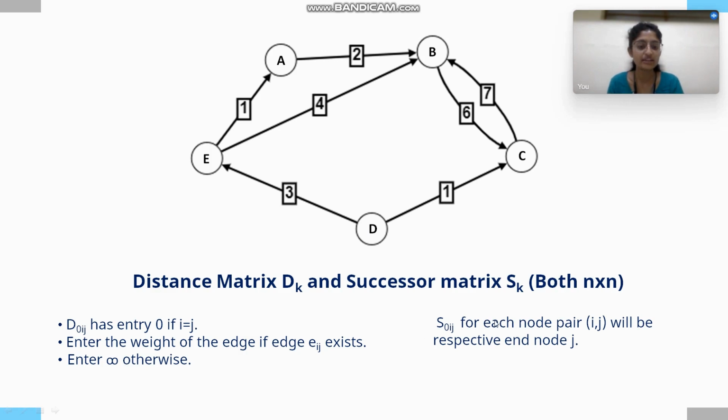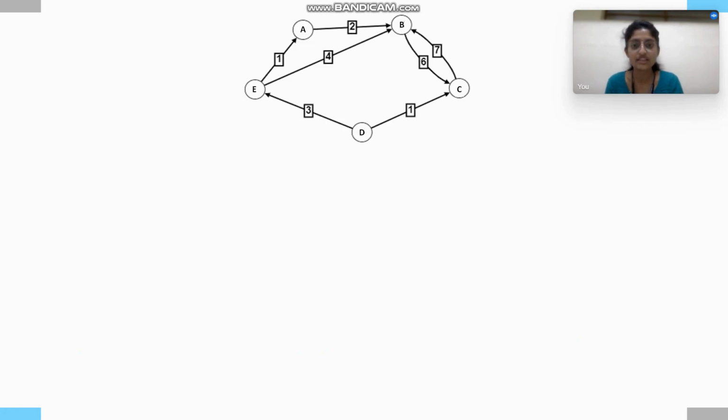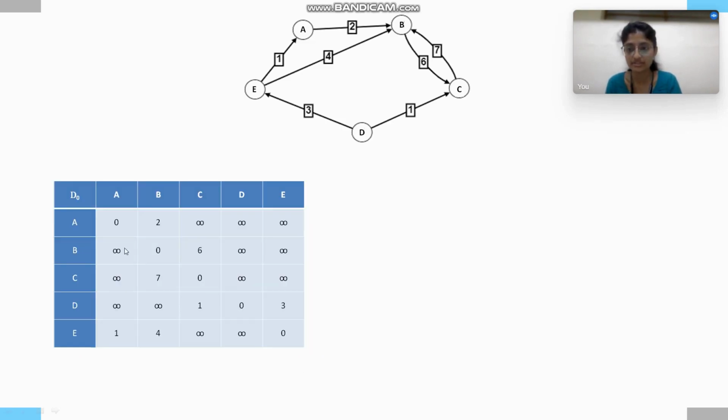What about the successor matrix? The initial entry of the successor matrix will be, for each node pair i, j, the respective end node j, that is, the respective column head will be given at each of the columns. We'll see how the initial matrices will look. This is the distance matrix. Let's say we take D to C. Here D to C we have an edge with weight 1, so the entry is 1. Similarly, for B to A there exists no directed edge, so we have entered infinity.